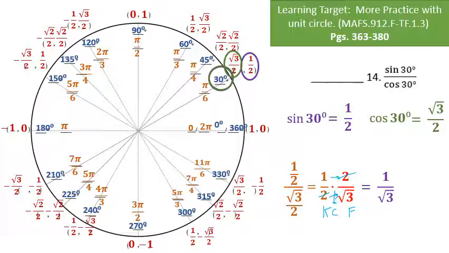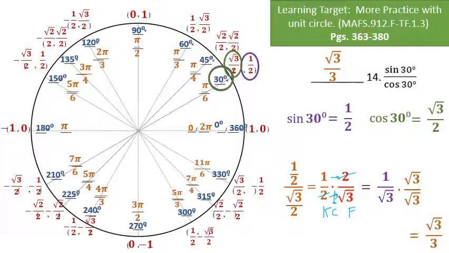So what do we do? We just multiply the top and the bottom by whatever that radical is. That would give us the square root of 3 on top and the square root of 9 on the bottom. Square root of 9 is 3. So our answer is the square root of 3 over 3. Ta-da! That was a lot.